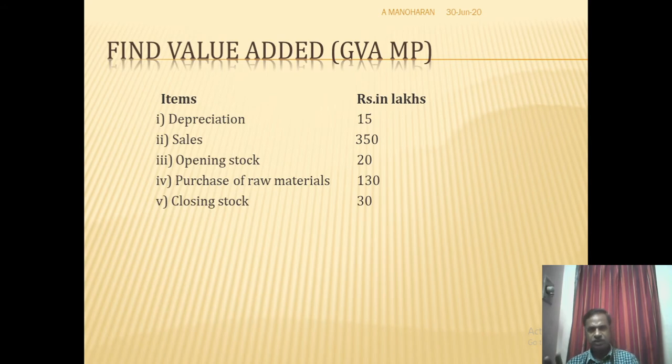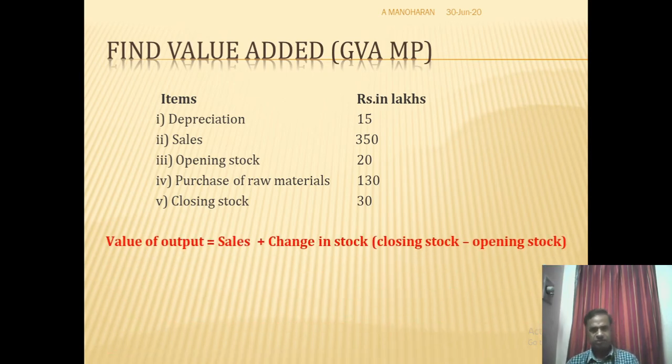We have to find out GVAMP. As I already told you, the other name of GVAMP is value added. You know very well, the formula for value added is value of output minus intermediate consumption. Value of output is equal to sales plus change in stock. Sales is 350. Closing stock minus opening stock, 30 minus 20. Let us see what is the value of output. 350 plus 10, that is 30 minus 20, is equal to 360.